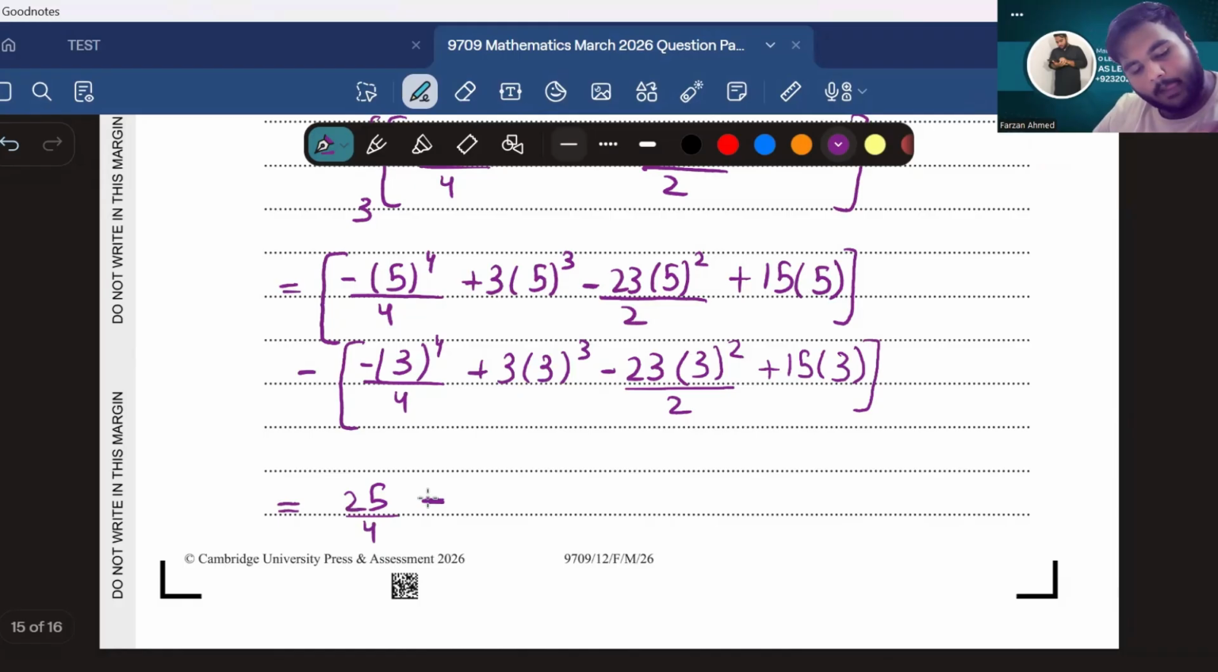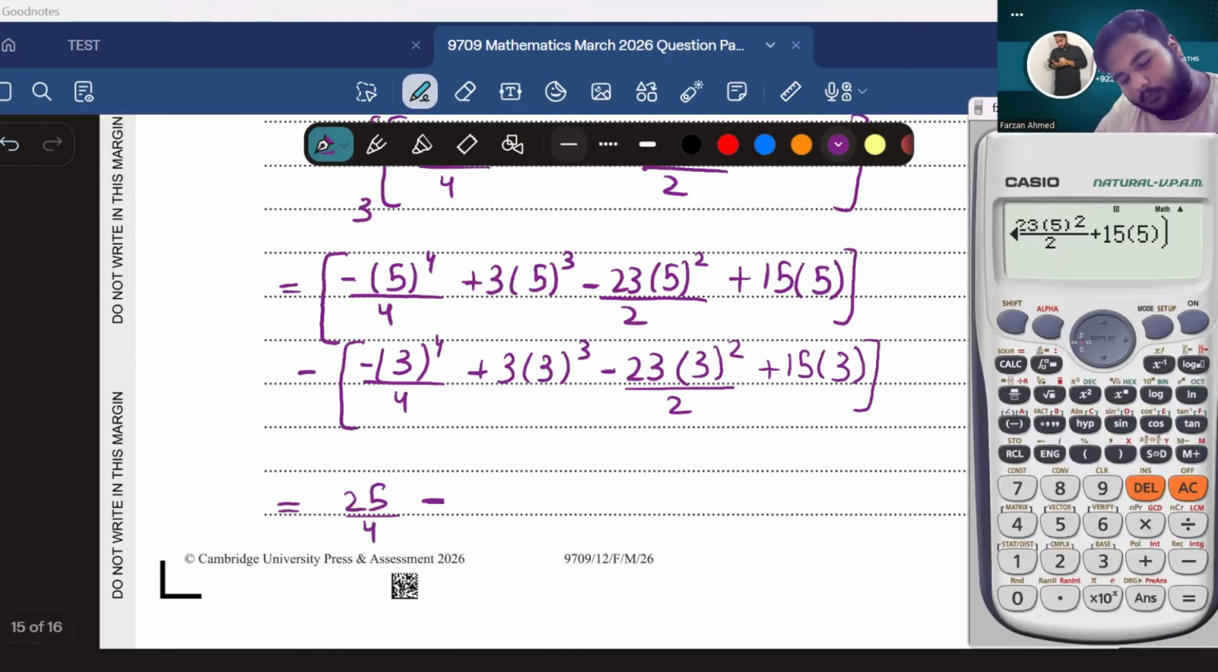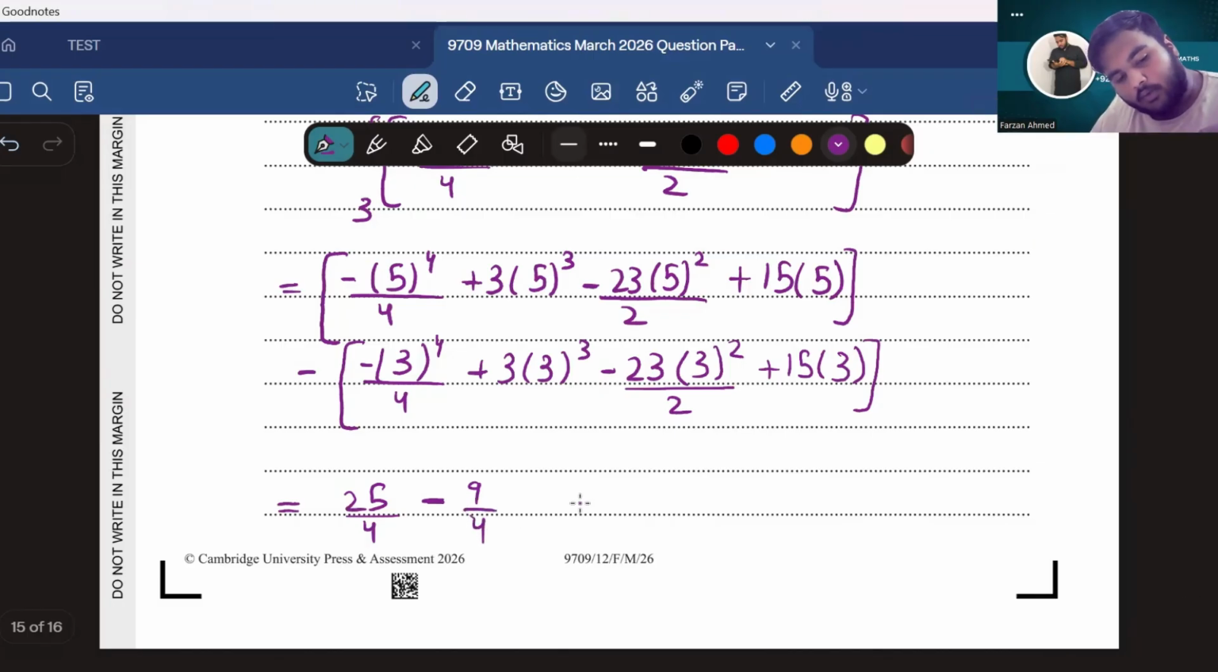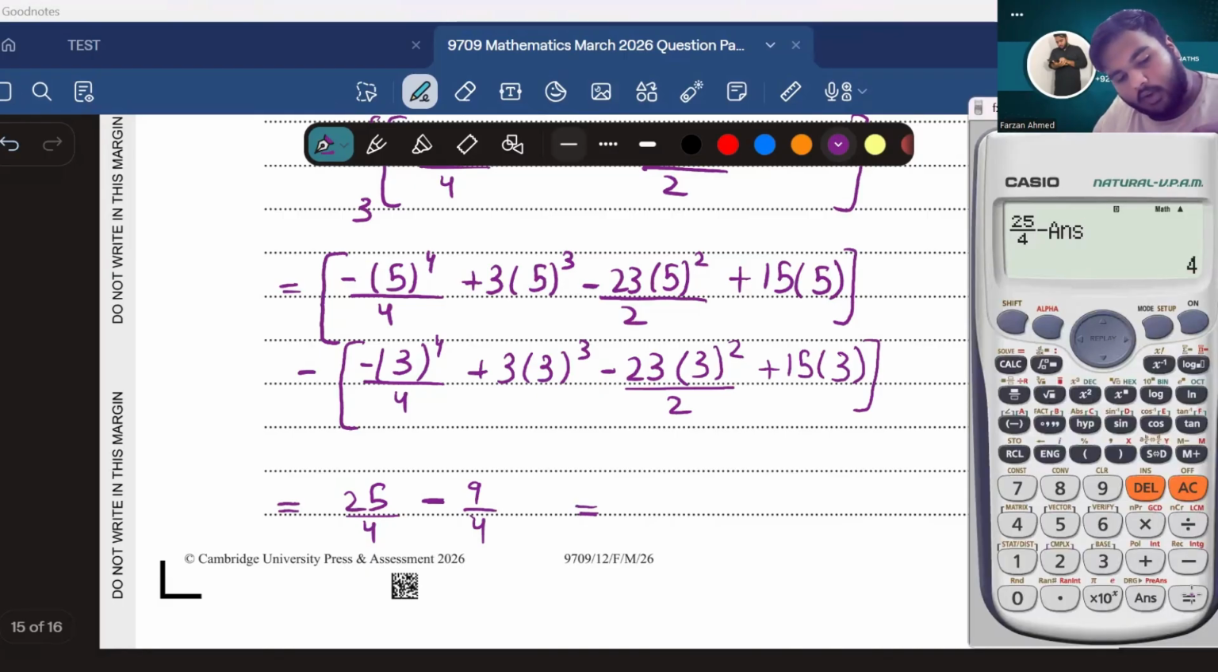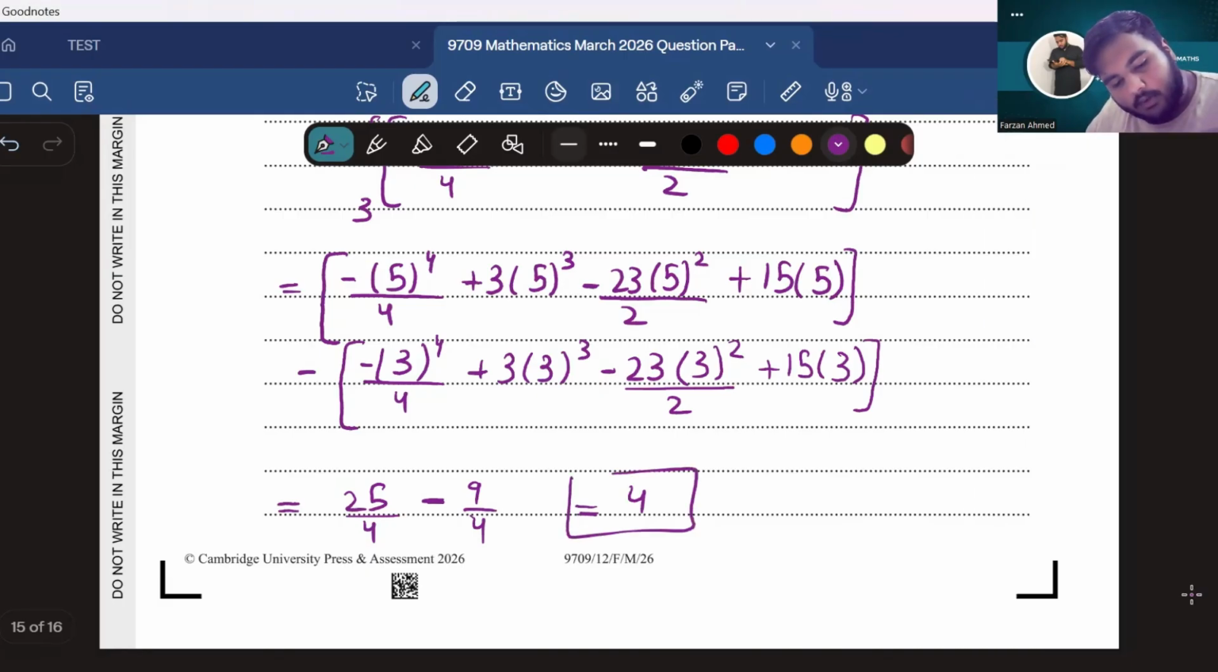minus. In place of 5, we will add 3. Where we have 5, we will add 3. So what have we got? We have got 9 upon 4. So what will be the answer for the area of the shaded region? 25 upon 4 minus the answer. So the area of the shaded region we got is positive.